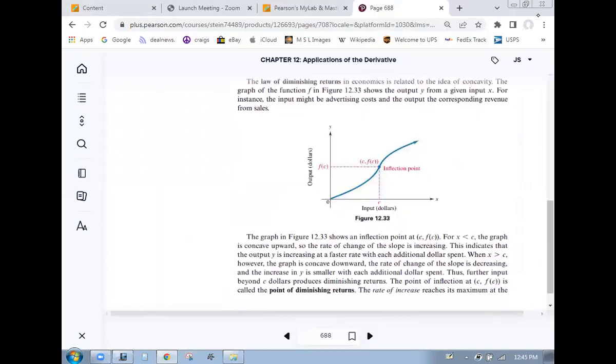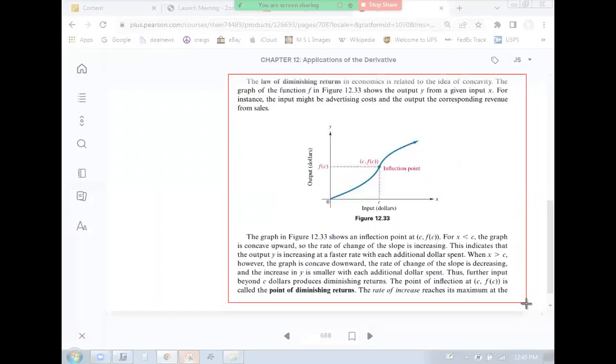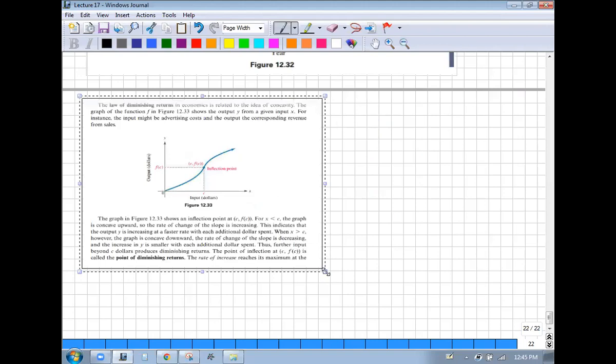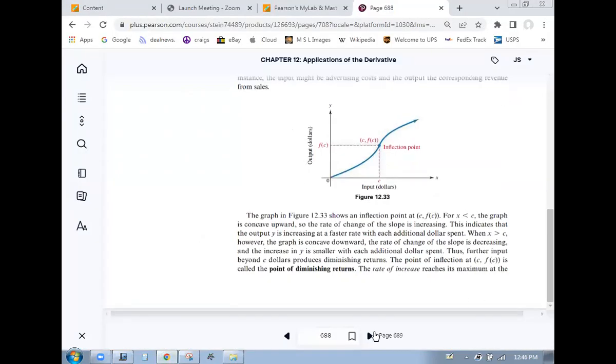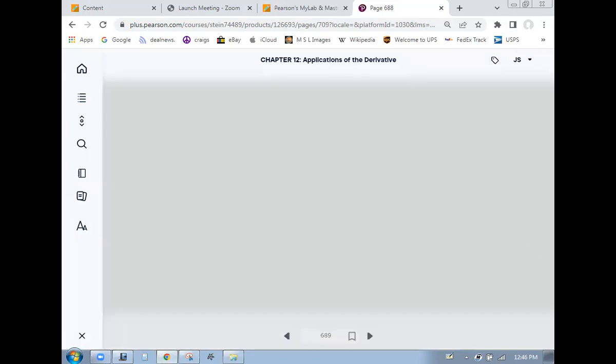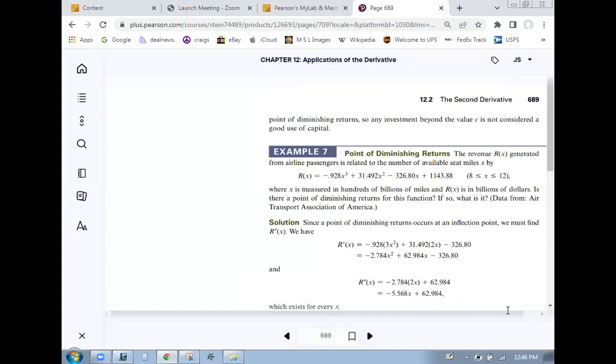The law of diminishing returns. Means if it's doing this, eventually it could do that, right? Or it'll plateau. If you have a horizontal asymptote, it'll stop increasing altogether, right? Depending on the function. The point of inflection is called the point of diminishing returns. It's where the rate of increase begins to decrease, right? So the inflection point, that's your point of diminishing return.